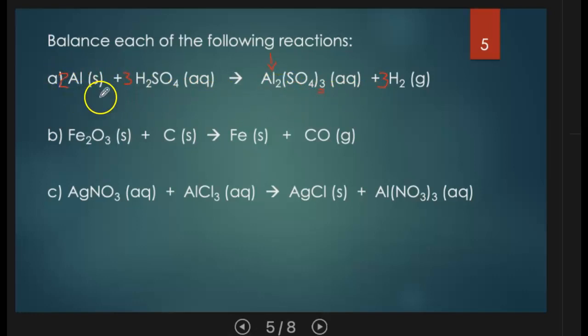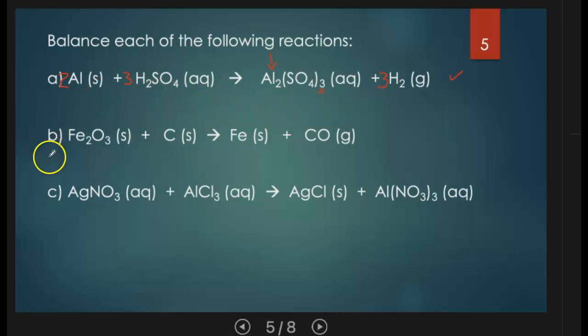And then of course, one of the things we always want to do is after we think we have it balanced, so we have 2, 3, 1, 3, I then want to make sure that it's balanced. So here I have 2 aluminums, 3 times 2 gives me 6 hydrogen. There's no hydrogen at all in the aluminum sulfate. 3 times 2 gives me 6 hydrogen. And then 3 times the sulfate, and there's no sulfates here. So that reaction should be balanced.